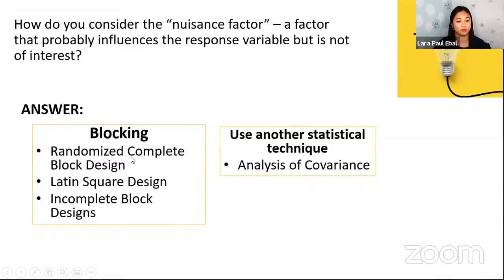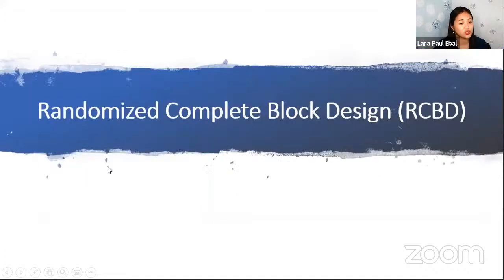For the use of another statistical technique, we have this ANACOVA or analysis of covariance. This is just a procedure with the combination of regression analysis and ANOVA. That's very interesting actually, but we will just focus again on the RCBD and the Latin square. So now I'll start with the RCBD.